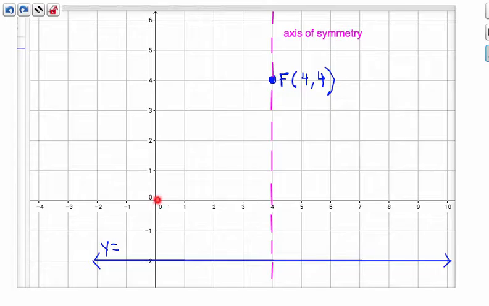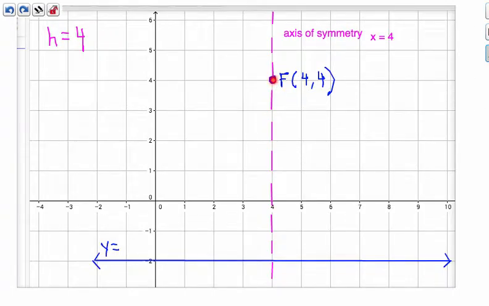The equation of this axis of symmetry is x equals 1, 2, 3, 4. x equals 4. Since the vertex will lie on the same line as the axis of symmetry, we know that the vertex will also have x coordinate 4. So we already know what h is. We know that h equals 4.